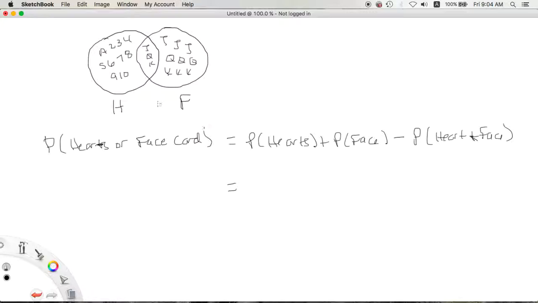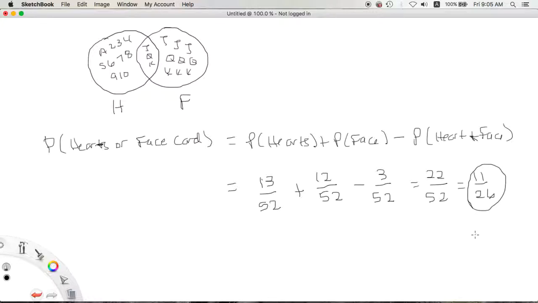So probability of hearts, there are 13 hearts in a deck of 52 cards, and face cards, there are 12 face cards in a deck of 52, and then we have 3 hearts that are also face cards in your deck of 52. So we add all that together and we get 22 out of 52, which of course we're going to simplify, always simplify. We get 11 over 26. So this is our probability of getting a heart or a face card. Sometimes it helps to draw that Venn diagram so you can see that intersection part to figure out how we get those probabilities.